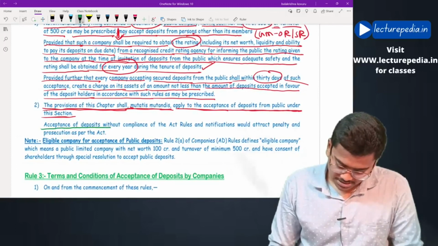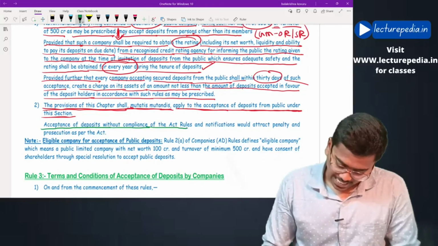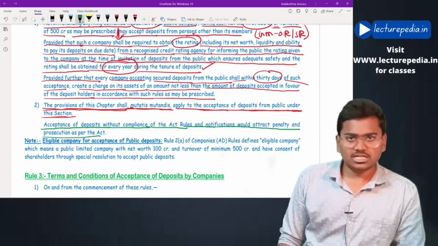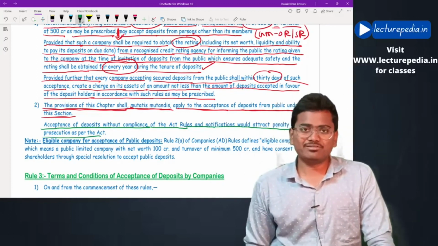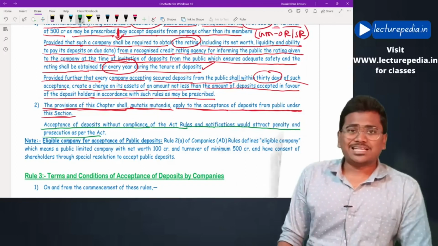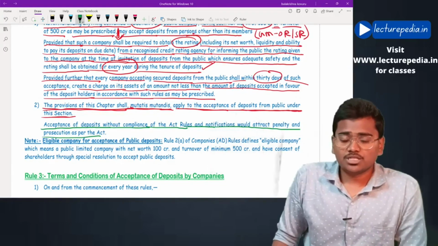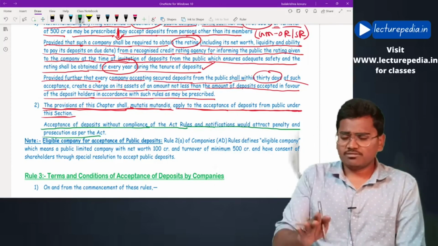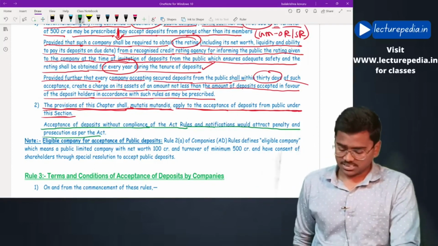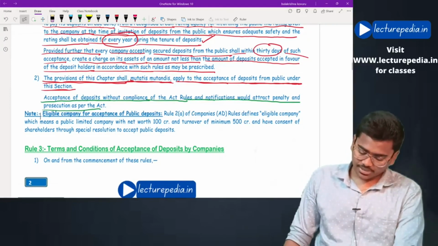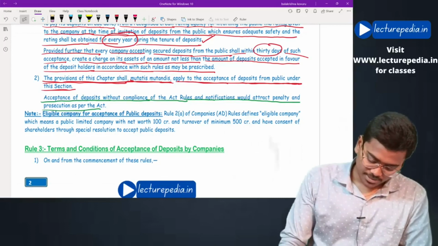Acceptance of deposits without compliance of the Act, rules and notification would attract penalty and prosecution as per the Act. Okay, if you don't comply with these provisions while raising deposits, then there are certain penalties that are prescribed. Even that penalty section we will be discussing. Next, note, eligible company for acceptance of public deposit.